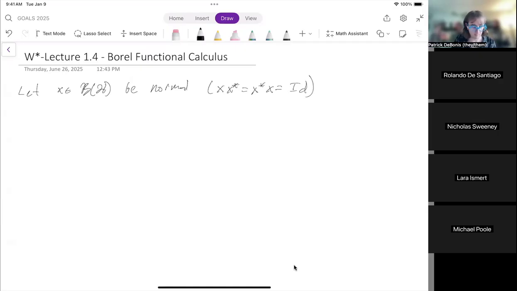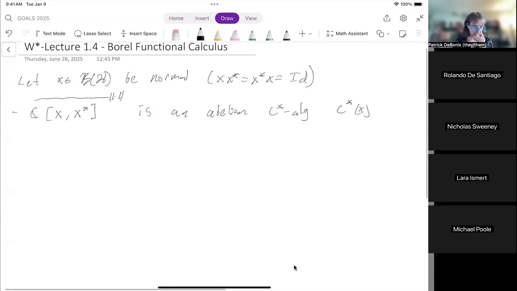And then remember that you look at the norm closure of all of the polynomials in X, X star and the identity. So this is an abelian C-star algebra, and we write it as C-star of that operator X. And you use the Gelfand transform going from C-star.